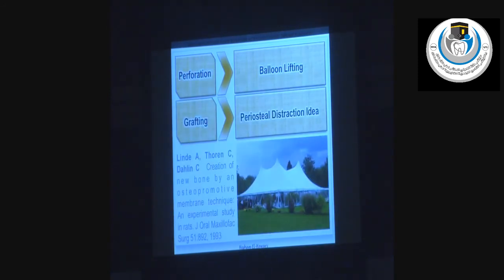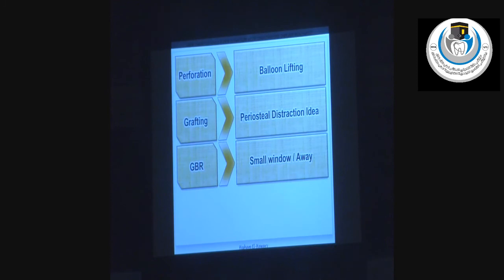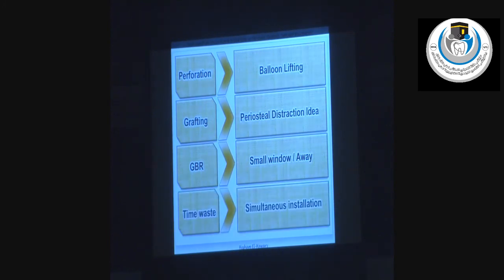And utilizing the periosteal distraction idea that was first introduced by Lin and Ettel in 1993, which stated that detaching the periosteum from the bone and tenting the periosteum with the fixture will lead to filling this space with blood clot that is going to be organized into bone. This idea is used to eliminate the use of bone graft. Also, the creation of a small window away from the lifted area is assumed to eliminate the use of the membrane. Finally, simultaneous implant installation is assumed to decrease the time to a maximum of 6 months in case of delayed loading of the fixtures.